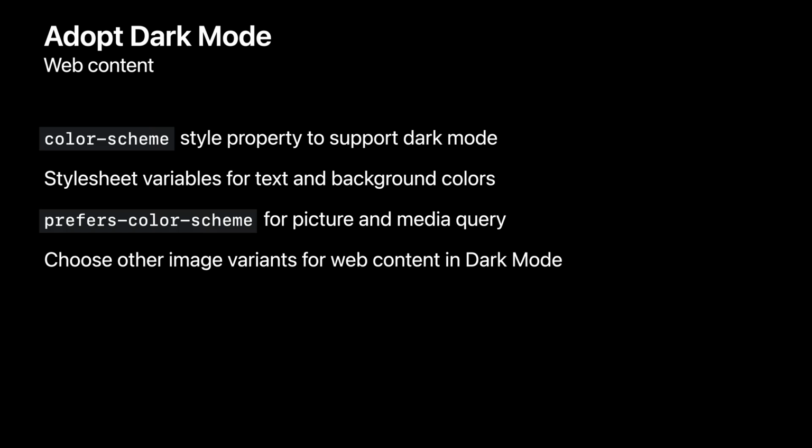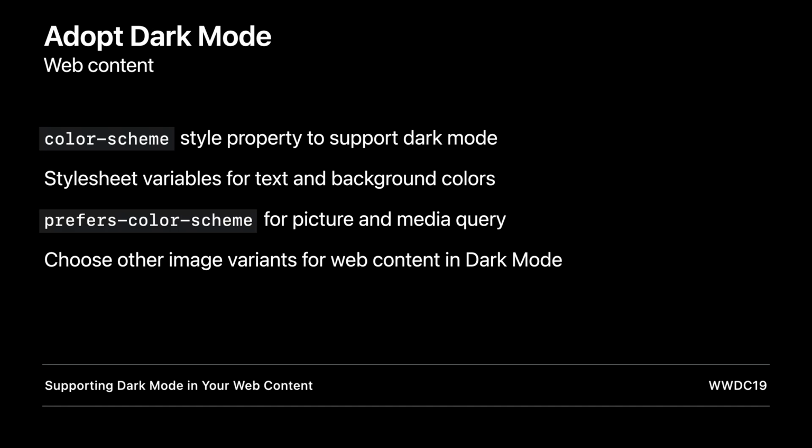Start using style sheet variables wherever colors are referenced in your style sheet. This allows your web content to update its color as the device switches between light and dark. Apply the same logic to images and other media assets on your web pages, with different variants for different modes. To learn more about implementing dark mode for web content, refer to Supporting Dark Mode in Your Web Content from WWDC 2019.